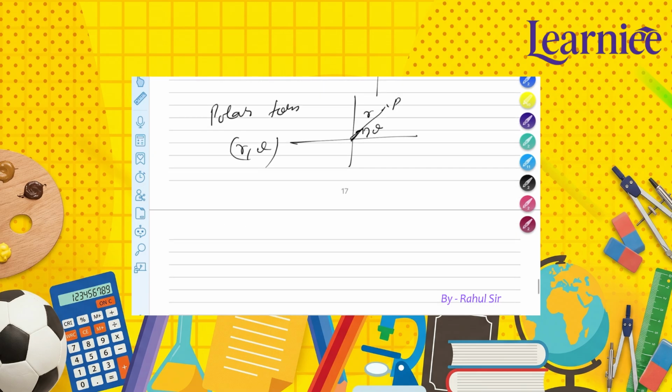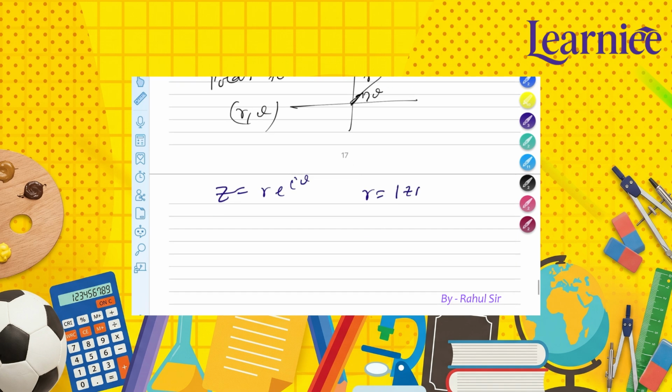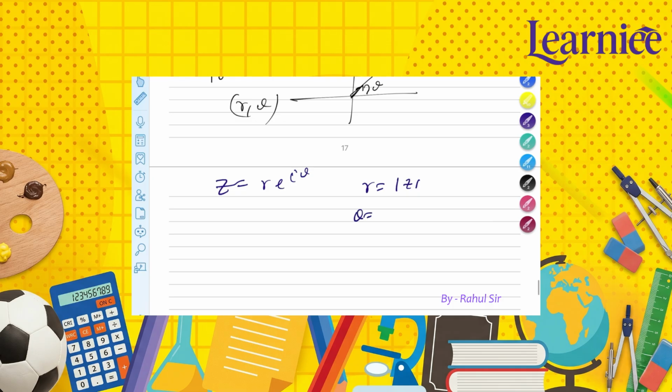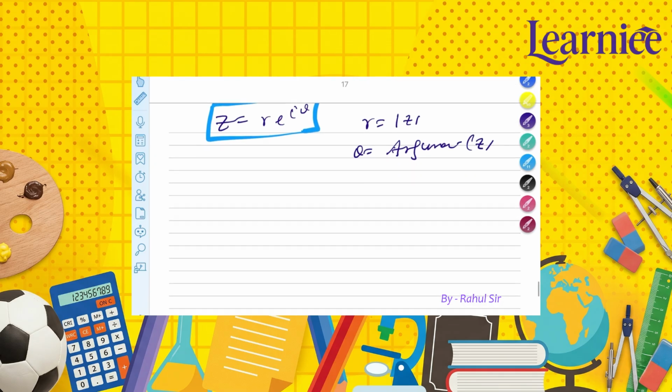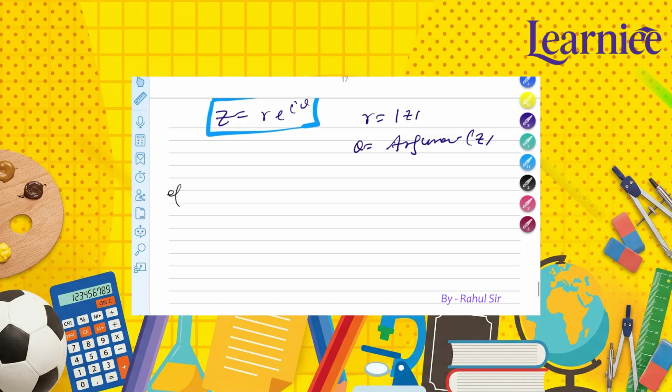See, very interesting. This z is equal to r e to the power i theta. Obviously r is the modulus of z and theta is the argument of the complex number z. It can be any argument, not necessarily the principal. This is a very, very powerful form of the complex number, due to which many calculations become simple. Okay, let's take one example and understand.